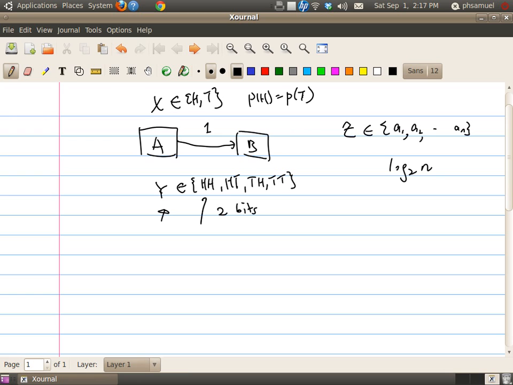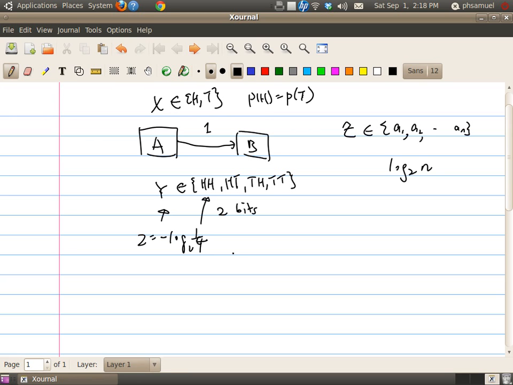And where is that 2 bits coming from? So for each of these outcomes, the probability of this outcome is equal to 1/4. And that 2 bits is exactly coming from minus log base 2 of 1/4.